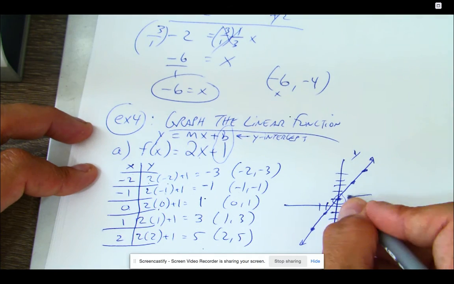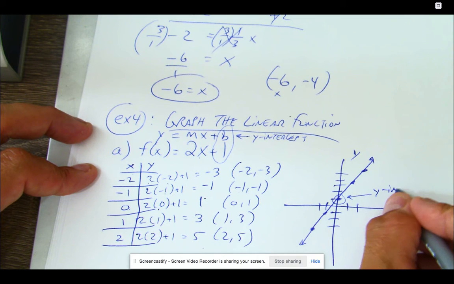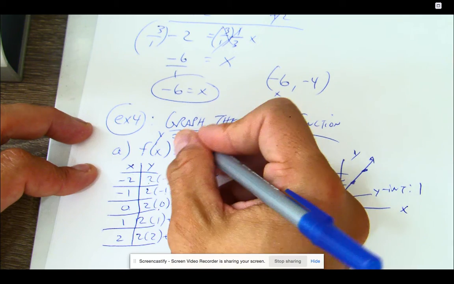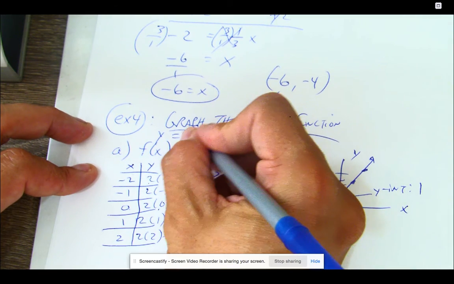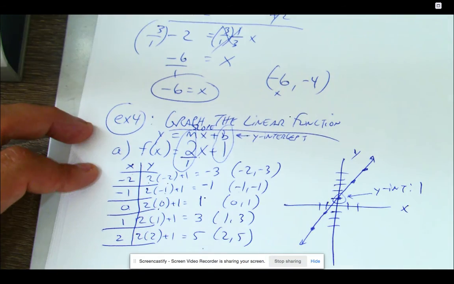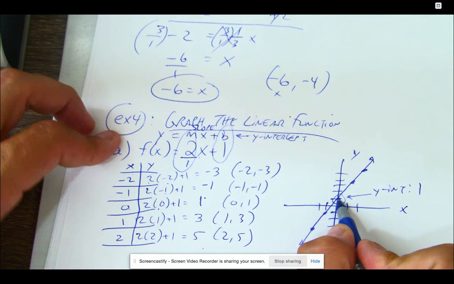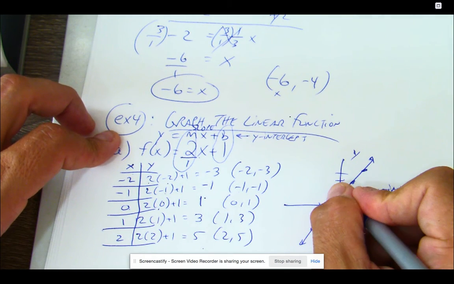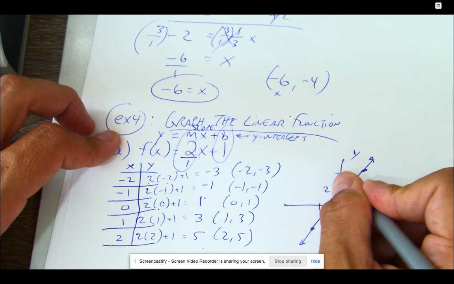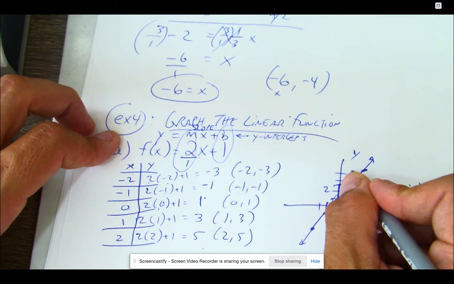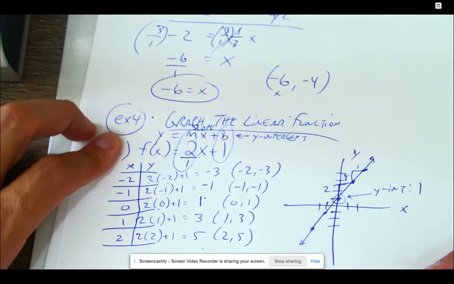Look at where the graph crosses. Looks like it crosses at 1. This value is the slope. Okay, I'm going to write slope here. The slope number is 2 over 1. So that means from this point, I climb up 2 and I go over 1 to get to the next dot. It makes stairs. Go up 2, right 1. It's going to continue that pattern forever.